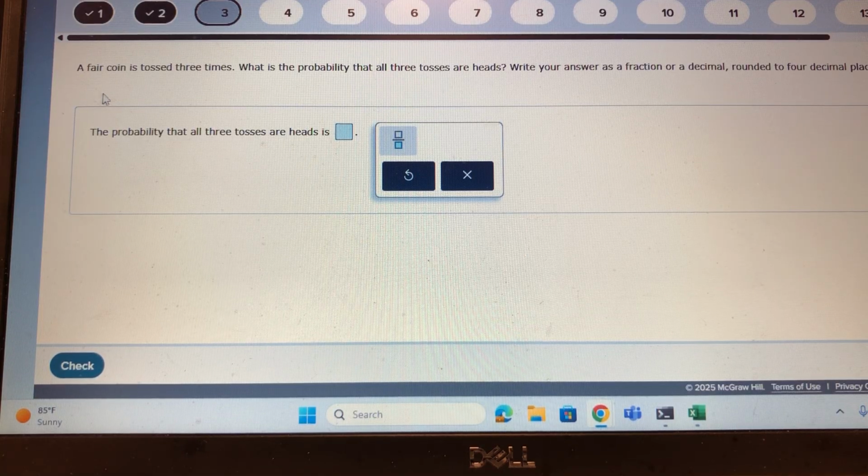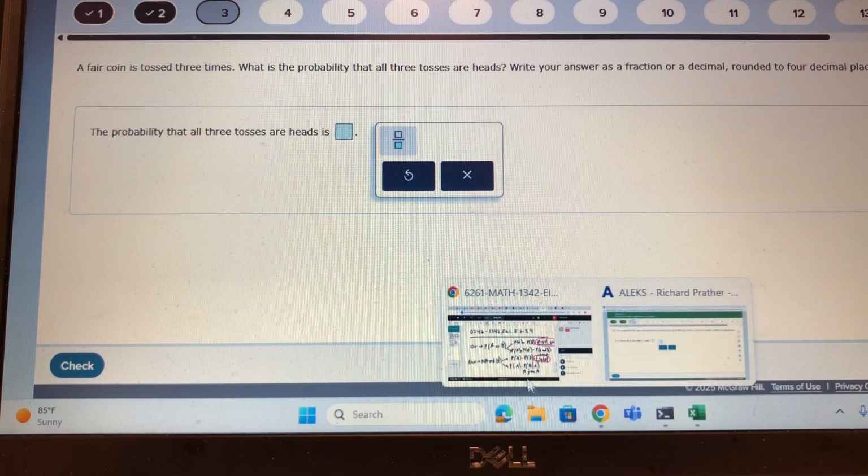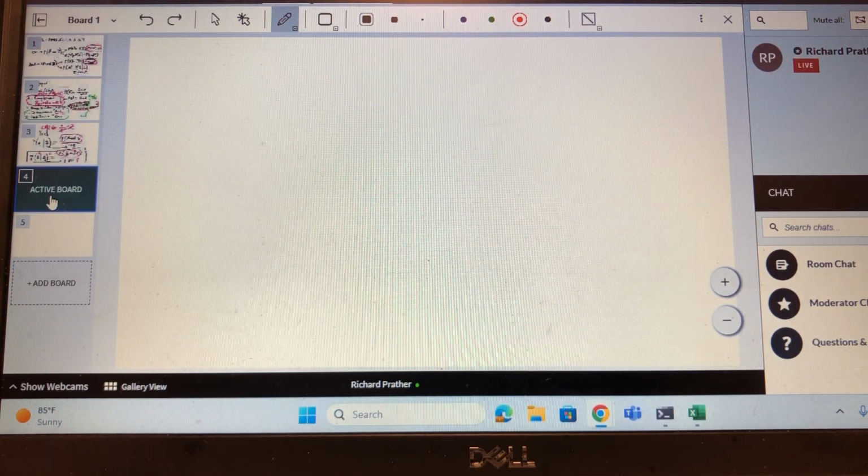Okay, a fair coin is tossed 3 times. What is the probability that all 3 tosses are heads? Write your answer as a fraction or a decimal rounded to 4 decimal places. Okay. Another way you can do probability kind of generically is something called a tree diagram.